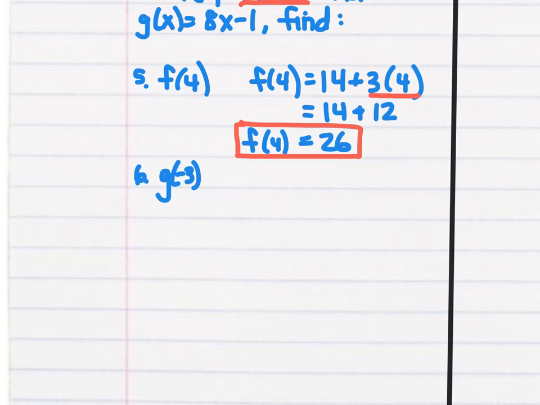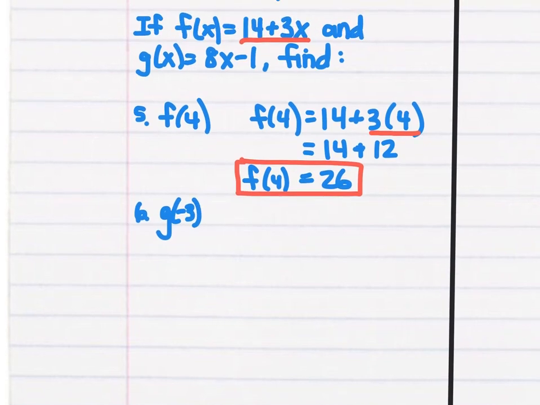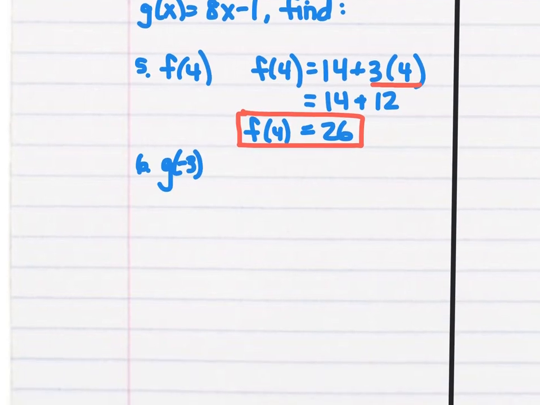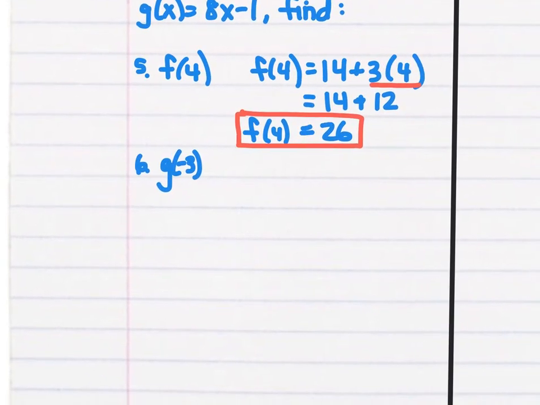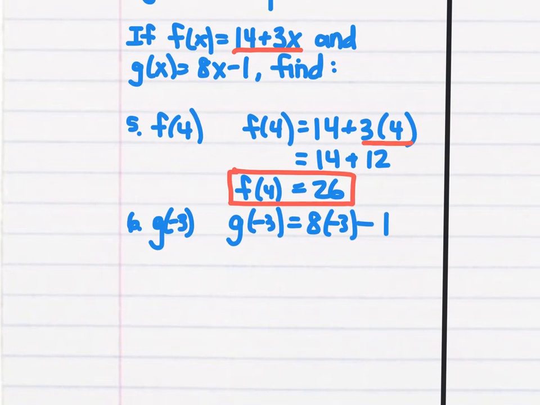So now for number 6, I want you to write number 6, we're going to find g of negative 3. So g of negative 3 means that we are going to be using the function g of x, g of x equals 8x minus 1. So we're going to use that rule, and we're going to plug in the negative 3 in place of x. So now we're going to have g of negative 3 equals 8 times negative 3 minus 1. Again, I'm just getting that rule from above, g of x equals 8x minus 1.